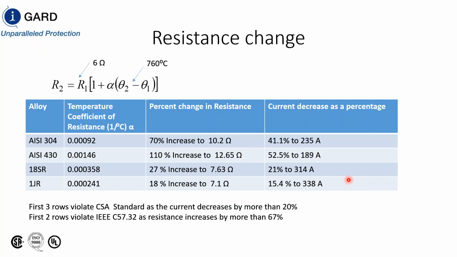The first three rows do not correspond with CSA 295, as the current decreases more than 20% at the end of rated voltage being applied. The first two rows violate C57.32 as the resistance increases by more than 67%. So there's a suggestion in C57.32 that says that the resistance should not change by more than 67% of the rated resistance.